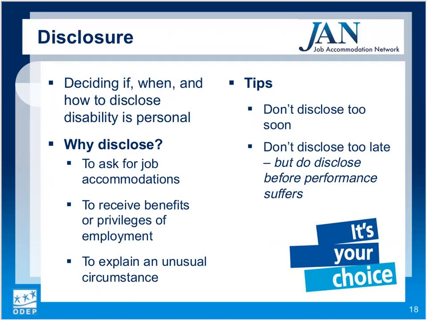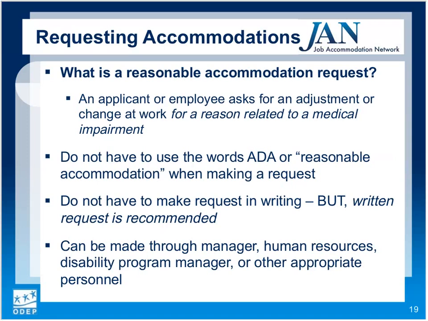Now I'd like to talk about the process of requesting accommodations. What is a reasonable accommodation request? Well, when an applicant or an employee asks for an adjustment or change at work for a reason related to a medical condition, there must be a connection between the medical impairment and the work-related issue. When making a request for accommodation under the ADA, according to the EEOC, an individual can use what's known as plain English. They don't have to mention the ADA or use the phrase reasonable accommodation, but they should make it known that a change is needed at work because of a reason related to a medical impairment. There's got to be that connection there.